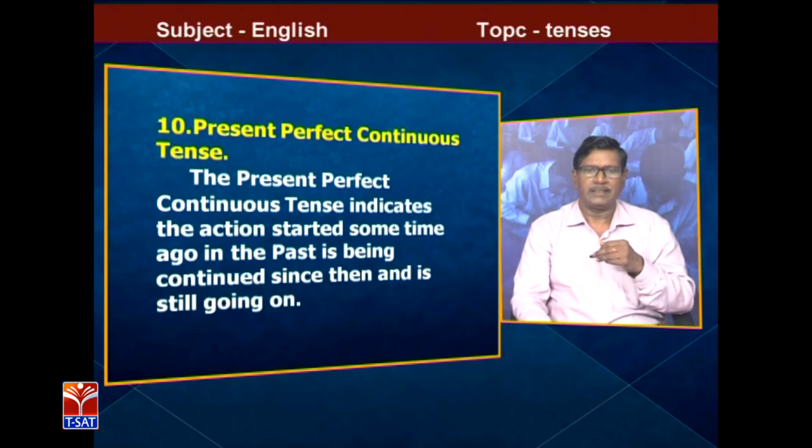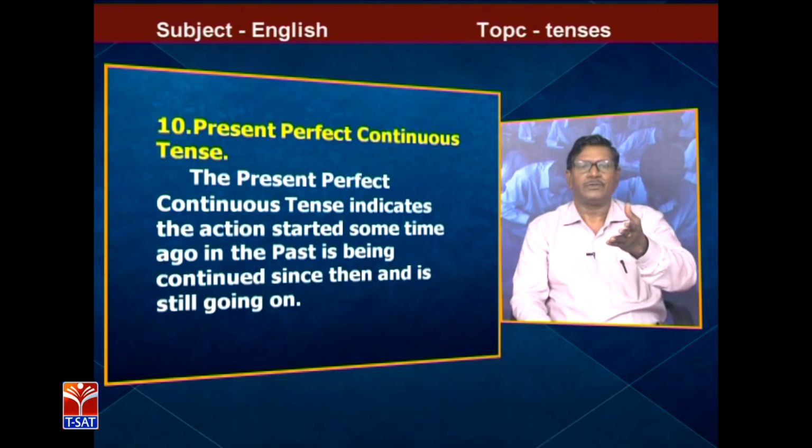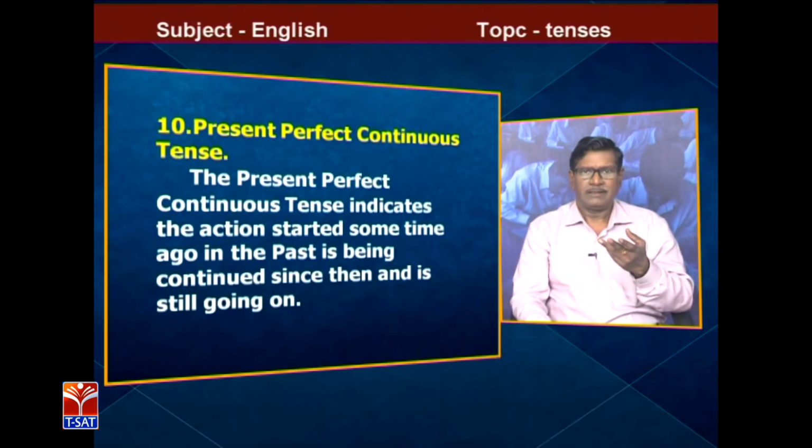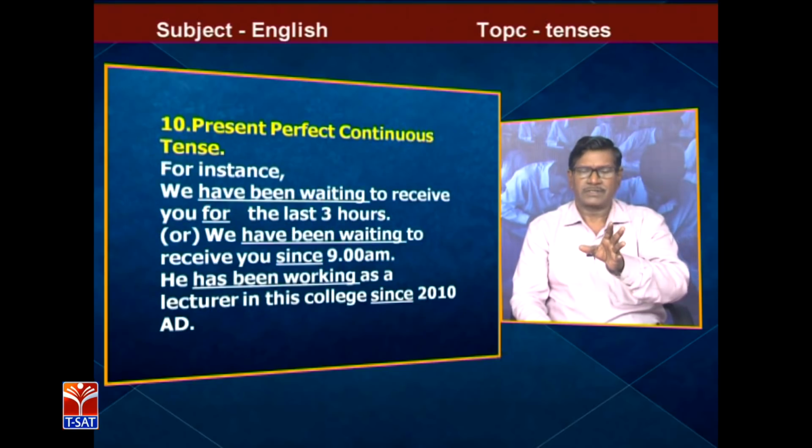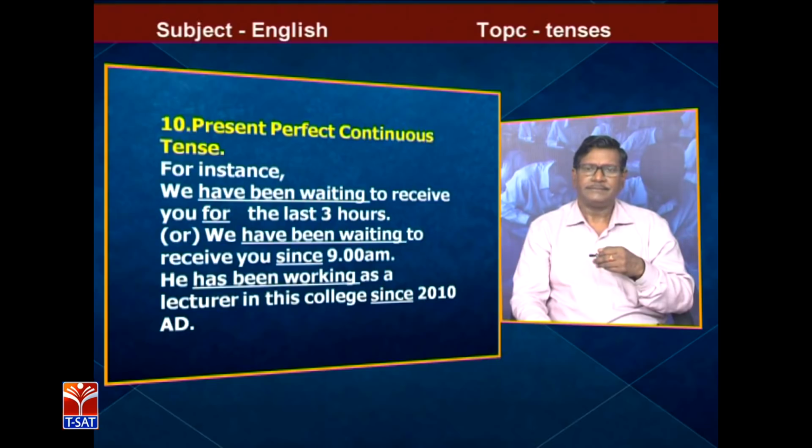ఇప్పుడు 12 అయింది, ఉదయం 9 గంటల నుంచి నీ కోసం చూస్తాం అని చెప్పాను కదా. Period of time, 3 hours. Then we have to use for. Point of time, 9 a.m. Then we have to use since. We have been waiting to receive you for the last 3 hours, or we have been waiting to receive you since 9 a.m. He has been working as a lecturer in this college since 2010 AD.